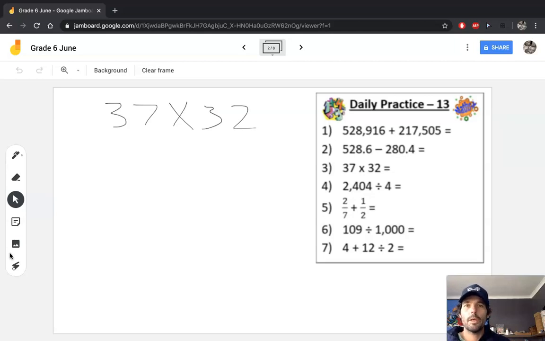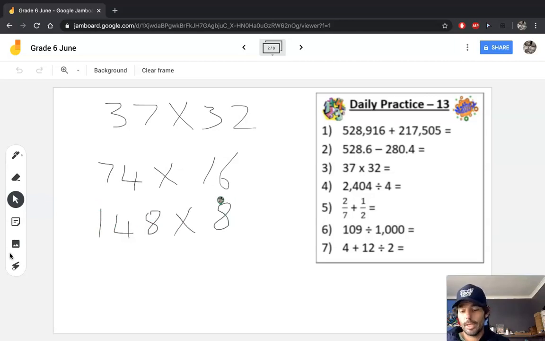So the first method that comes to mind for me might be doubling and halving, because I've got an odd number and an even number. So I can double the odd number to 74, and I can halve the even number to 16. I can then double 74 again to 148 and halve 16 to 8. Okay, I can do it again.